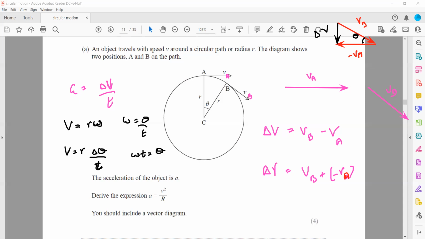And now when we try to work out the relation between the angle and the change in velocity, like this was a change in velocity, Vb minus Va. According to the velocity vector diagram, the velocity is changing because there is a change in direction, but the magnitude is not changing. So this velocity I can say is V, and this velocity is also V.